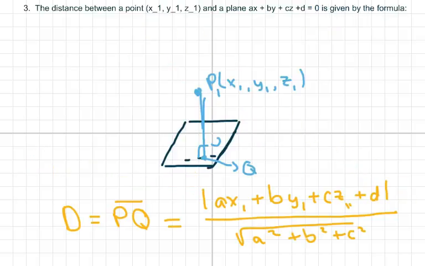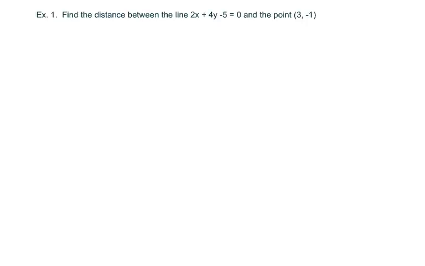And the next one we're going to go over is the distance between a point in 3 space and a plane. Alright, so we're in 3 space, and please forgive my drawing. And here's the formula. Of course, this is the formula for distance of a diagonal when you're in 3 space. Okay, so here's an example.